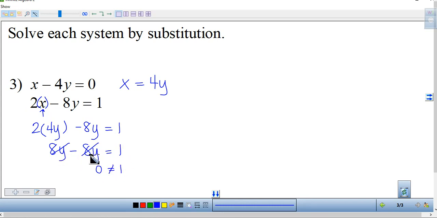When your variables go away and you're left with an answer that does not make any sense, this is a no solution. No solution occurs when you have parallel lines. So we can stop here and we'll write this as our answer.